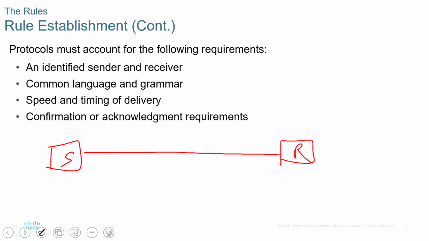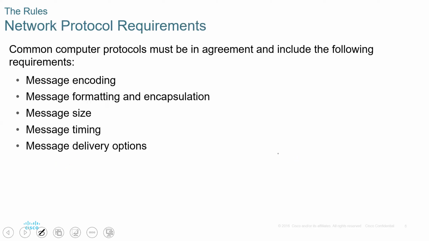When we're talking about protocols, we're talking about the rules of communication. So the common language or grammar here means that the protocol that the sender is using must be the same protocol that the receiver is using as well. Okay, then number 3, speed and timing of delivery. This is also a very important requirement. Then finally, confirmation or acknowledgement requirements.